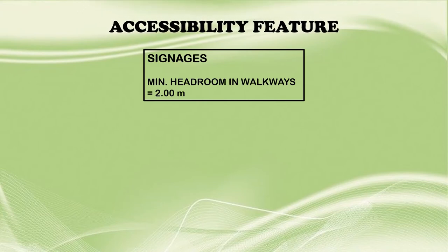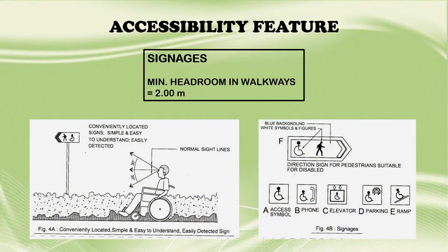Signages. Signs should be located at points conveniently seen, even by a person on a wheelchair and those with visual impairments. Simple and easy to understand. Use contrasting colors and contrasting gray values. Minimum headroom in walkways, 2 meters.